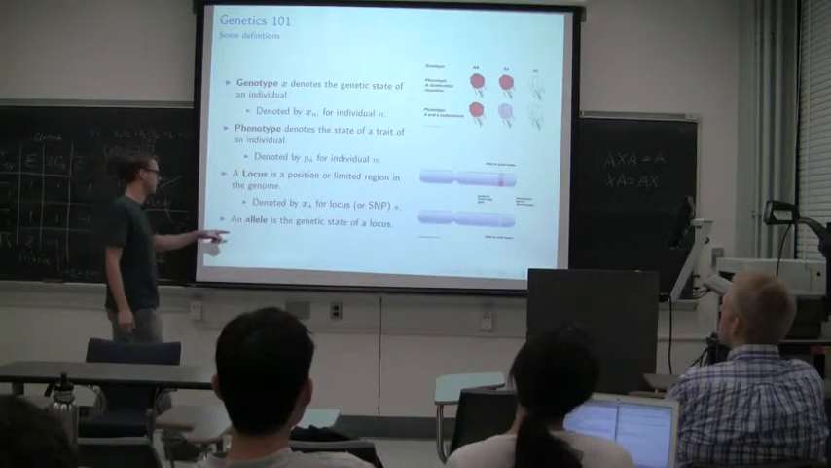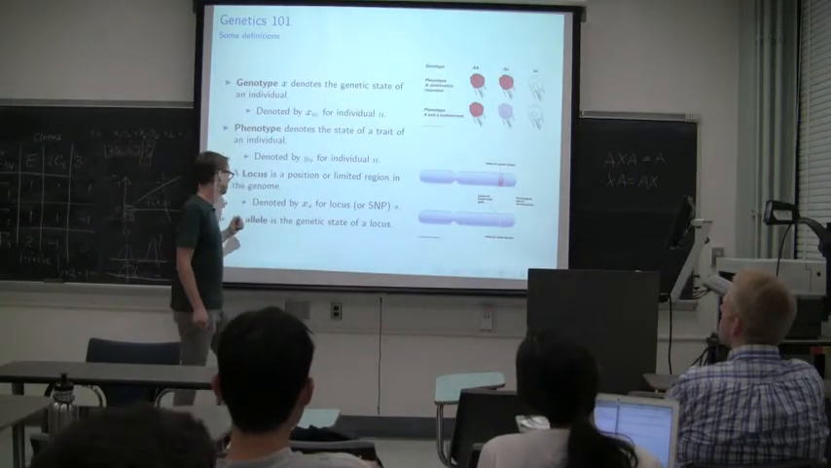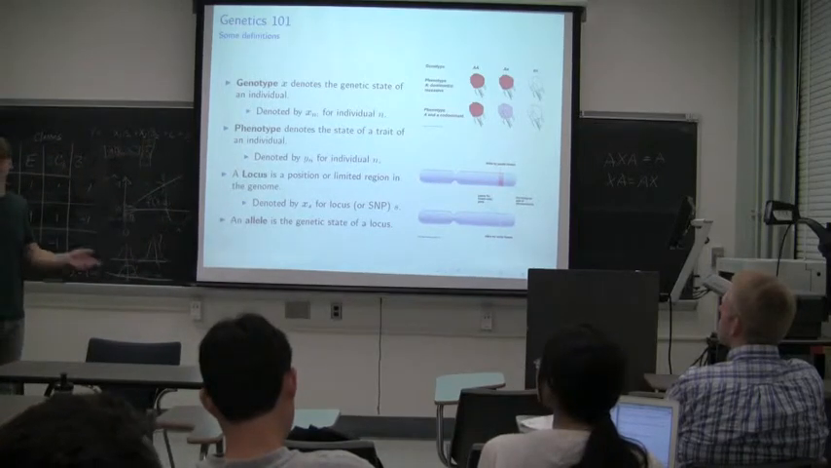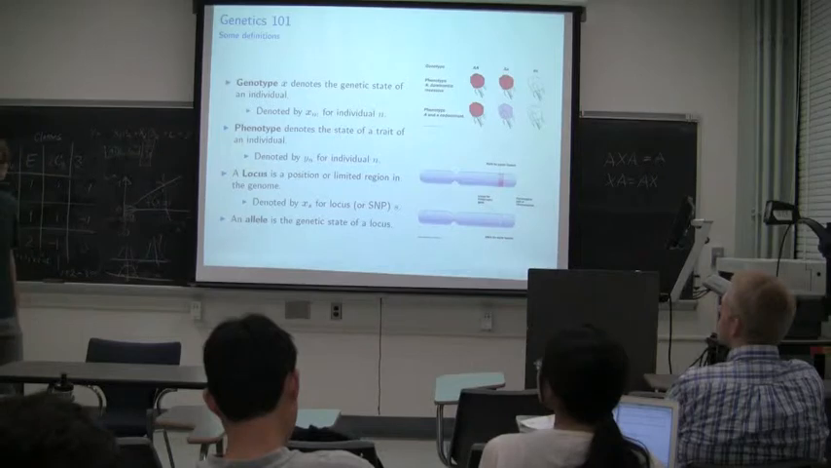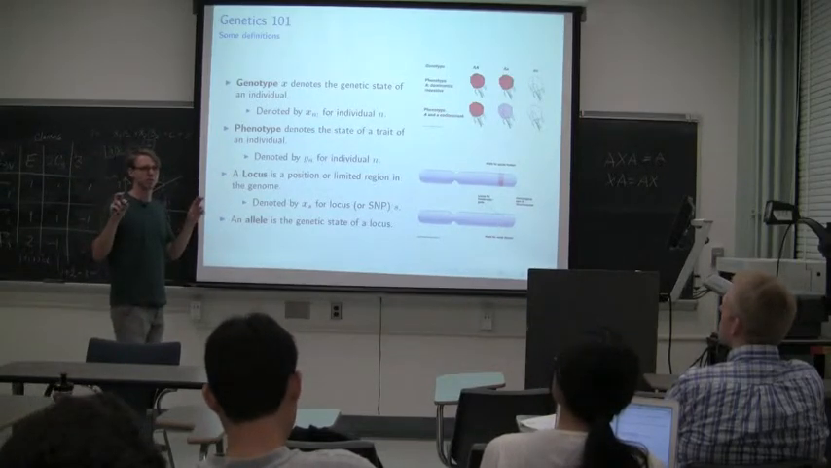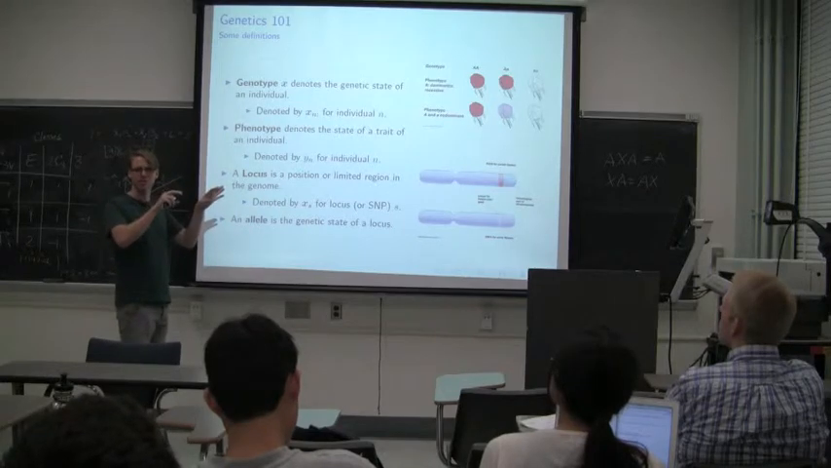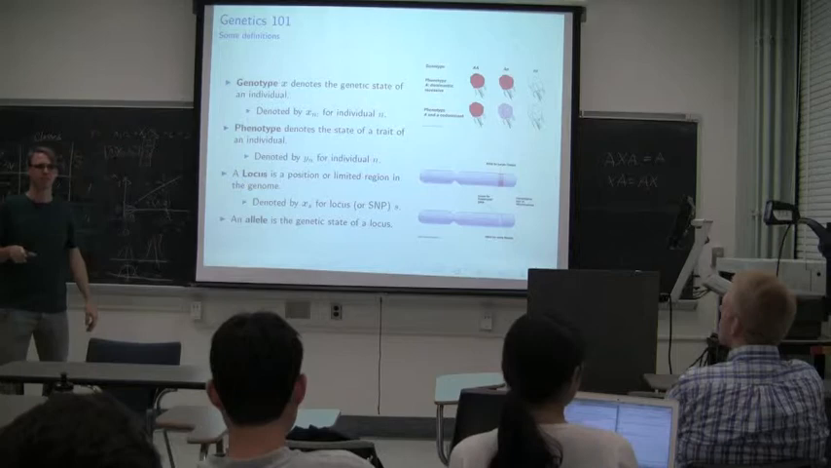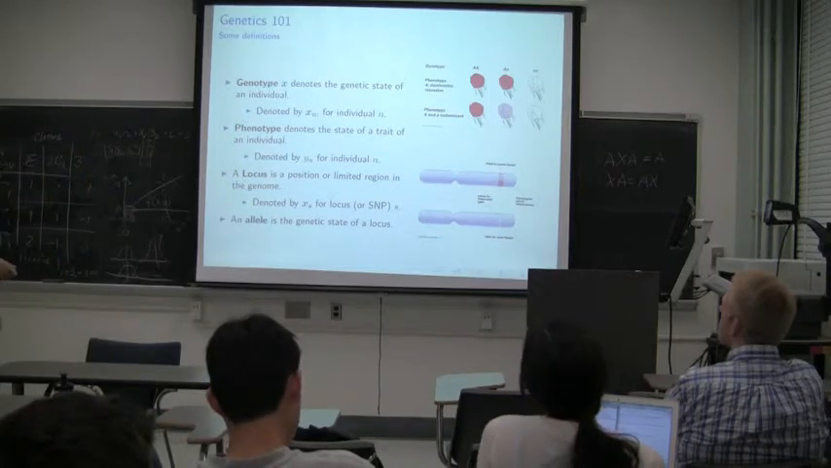And an allele is the genetic state of a locus. So for a SNP, this would be its reference or wild type, or it's the mutation, the minor allele. Major allele because it's the reference, because we observe it more often. Minor allele is the mutation because we don't observe it very often in the data set.